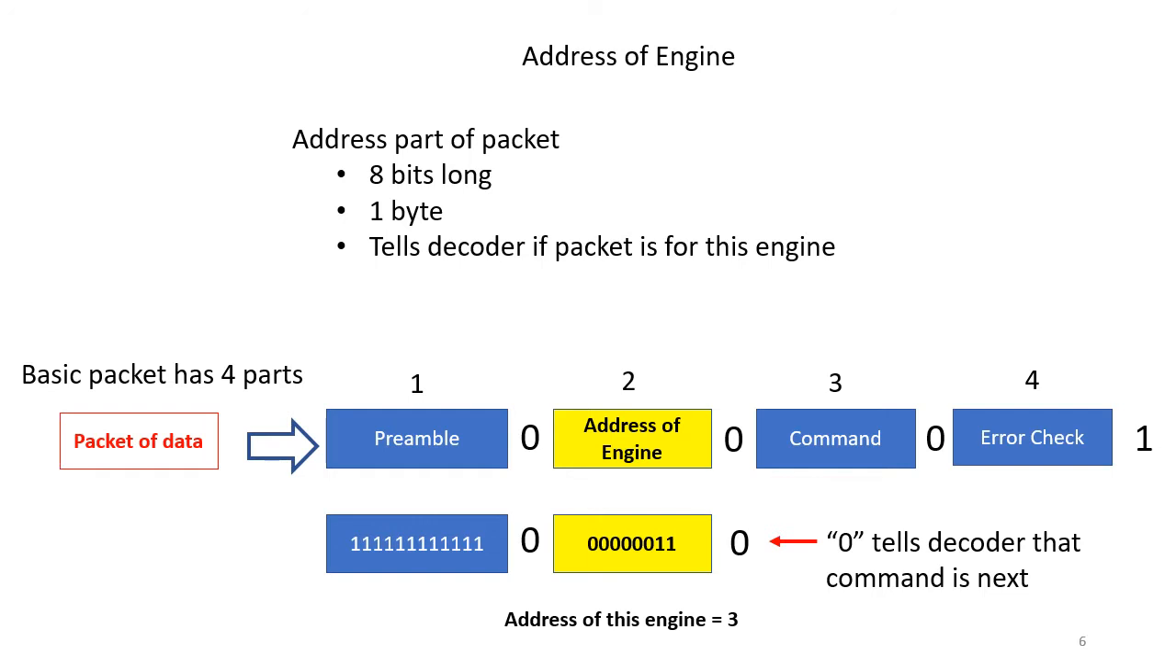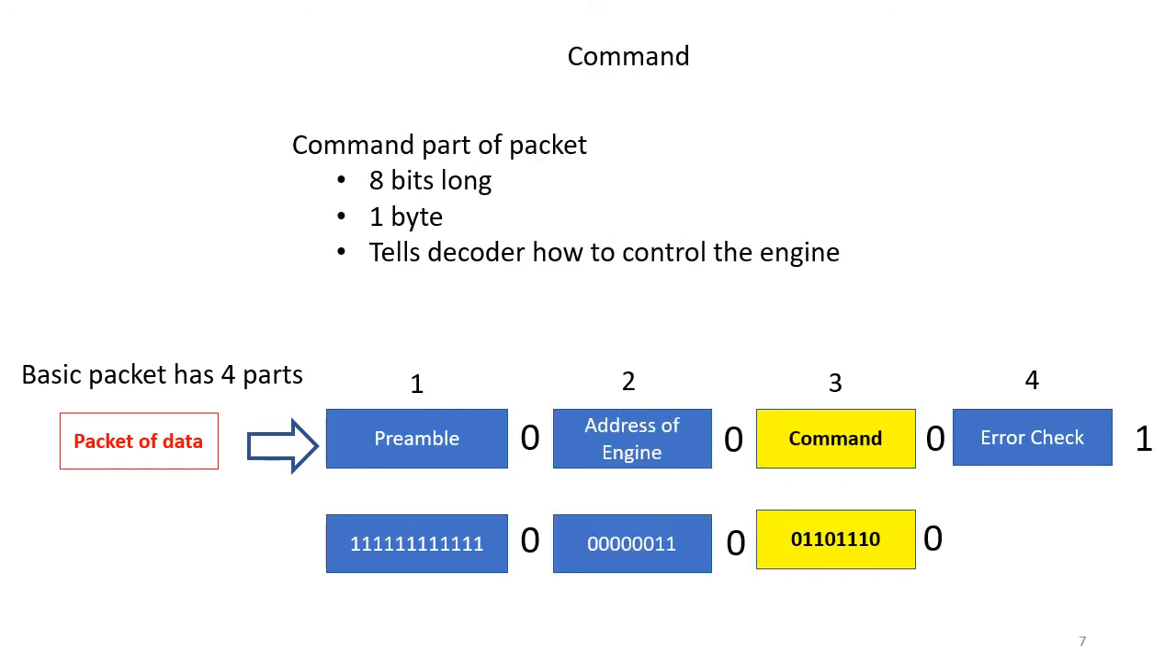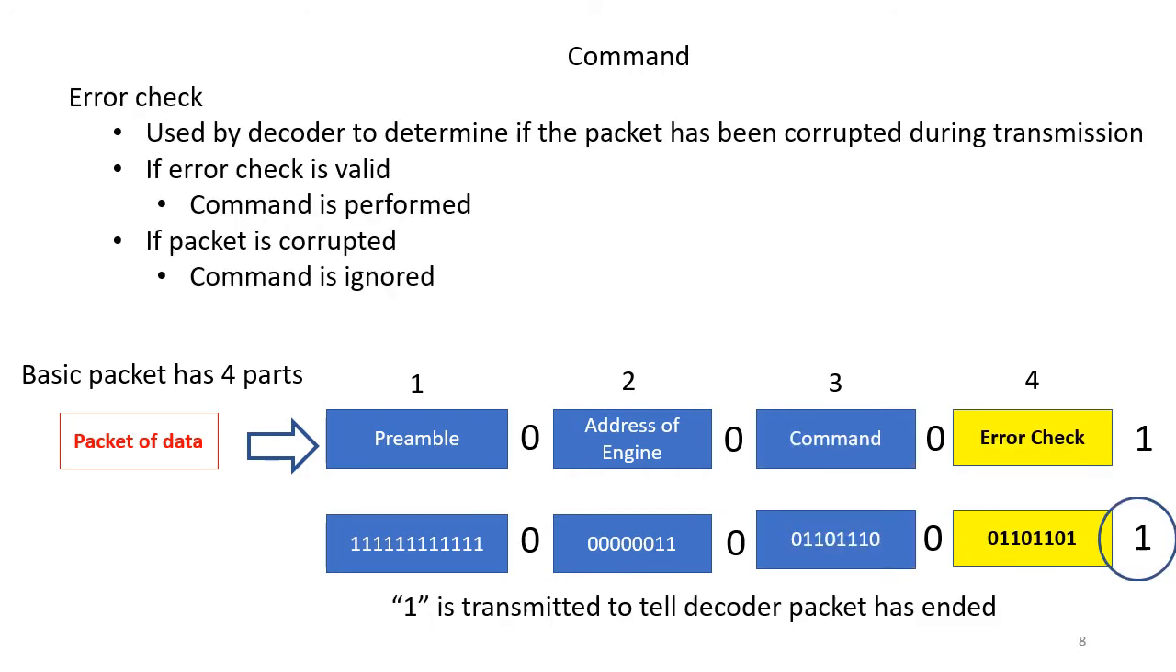After the address of the engine, the controller sends out a 0, to tell the decoder that the address of the engine has been transmitted, and next comes the command. The third field again is 8 bits long, and in my scenario the command is 011011110, and each of these zeros and ones tells the DCC decoder to do something different. So we'll go through these in turn later. After the command, another 0 is sent, and then the error check.